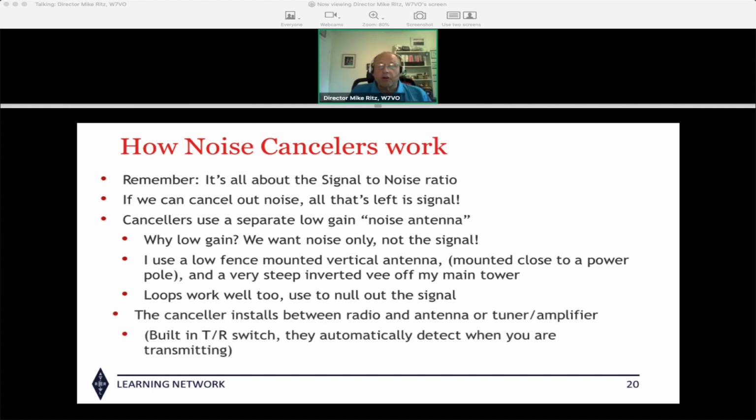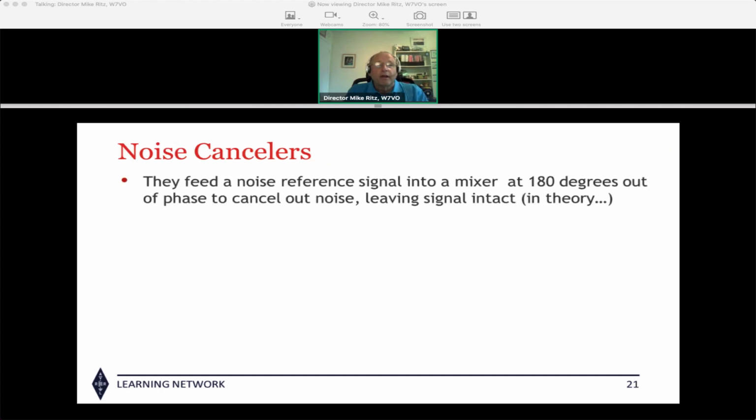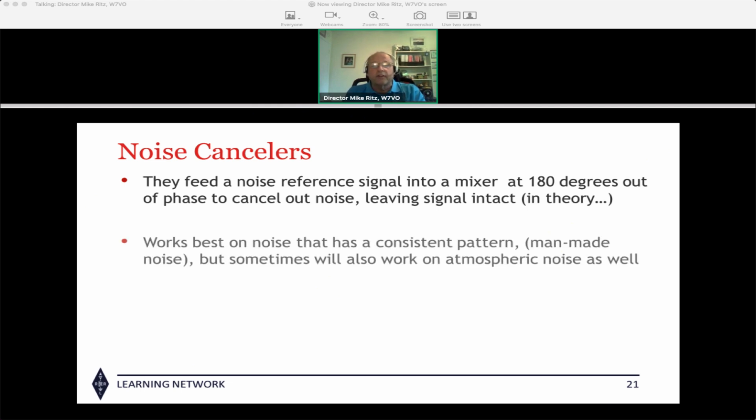Where the canceller installs is between the radio and the antenna, or the radio and the tuner and amplifier. So you want it in the low power path. These things all have built-in transmit-receive switching, so they automatically detect when you're transmitting and bypass the noise canceller, so you don't have to worry about blowing them up. The way they work is they feed a reference signal into a mixer at 180 degrees out of phase, and so they cancel out that noise, leaving the signal intact.